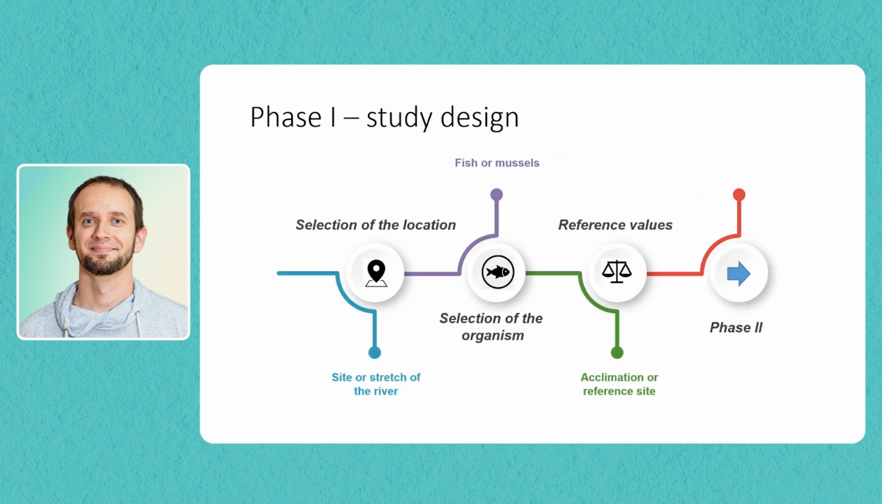The first phase of our research is study design. So you have to think how to select the location that you want to do the study on, how to select the organism that you will use, and how to provide reference values.